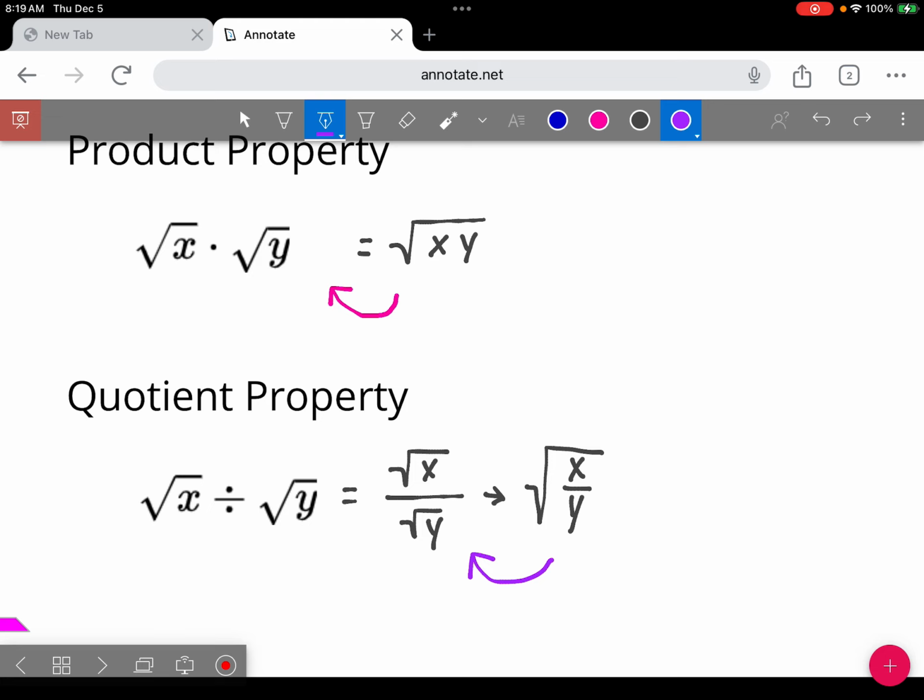So, let's see. Looks like we still got 2 people writing, so write it down so I can change the page.